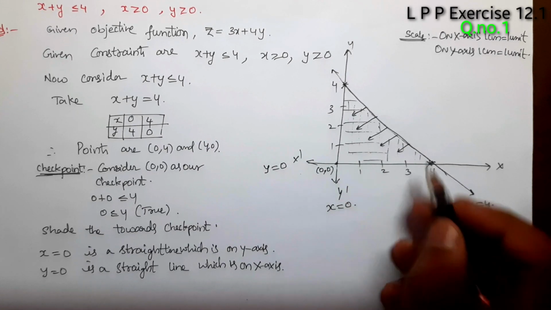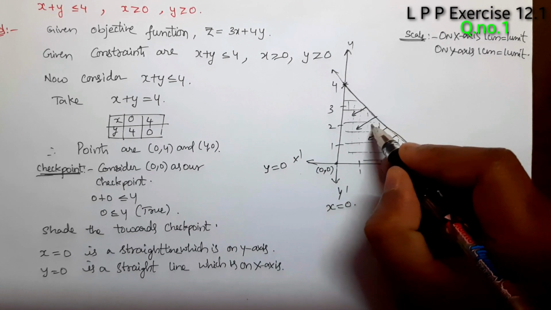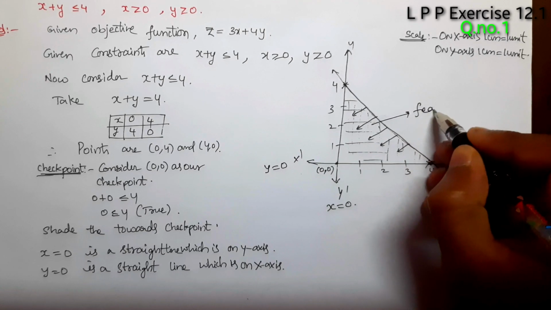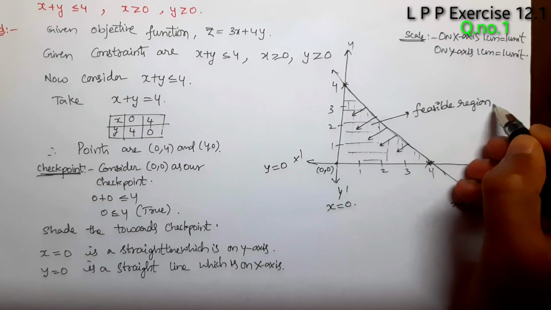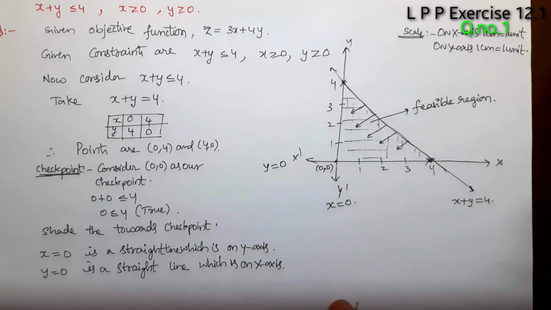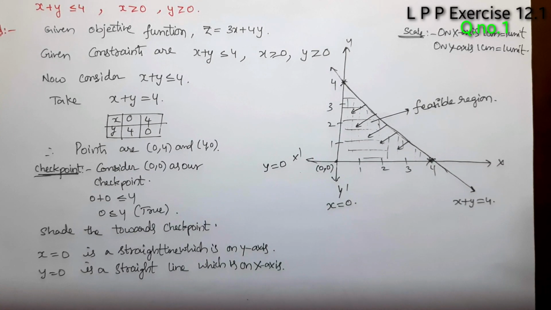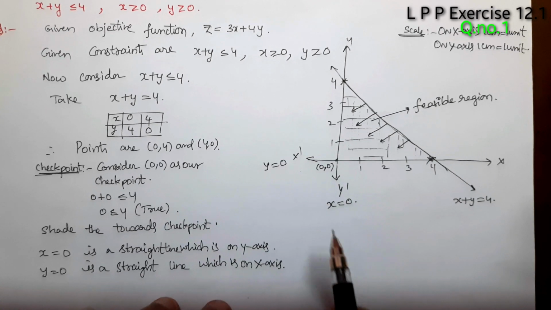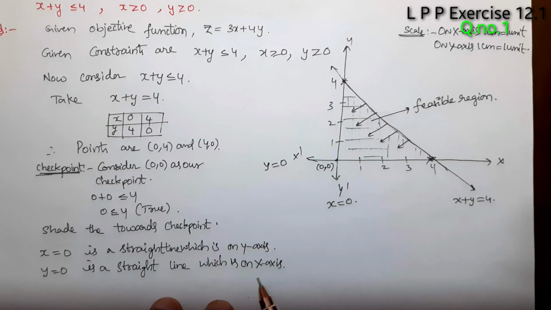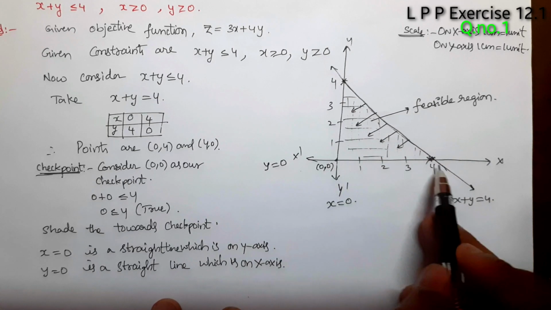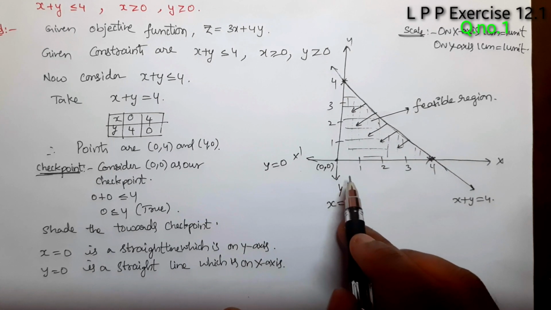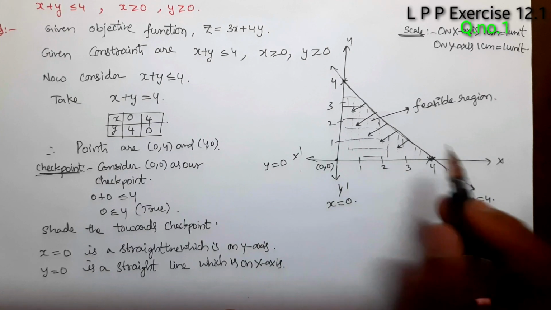So after identifying the region, we have to mention this as the feasible region. We have to mention it as the feasible region. I think up to here everything is clear. Now see, after identifying whether it is bounded or unbounded, as it is bounded, why? Because it is a closed figure. After identifying the bounded figure, we have to identify the corner points of that figure.